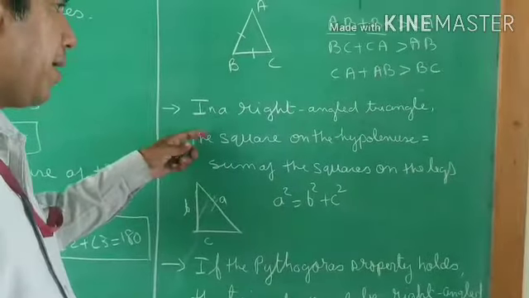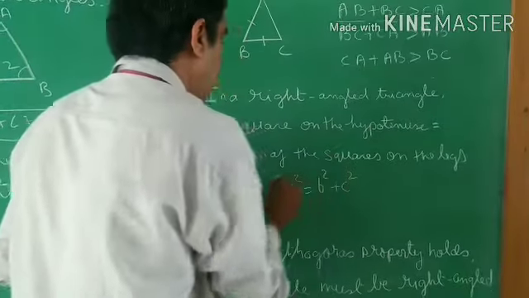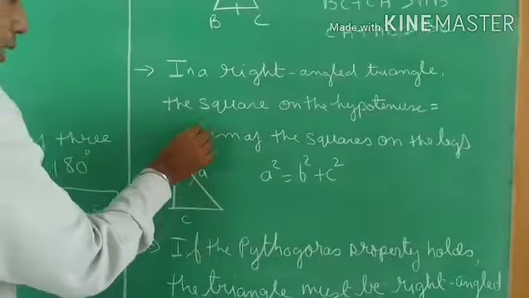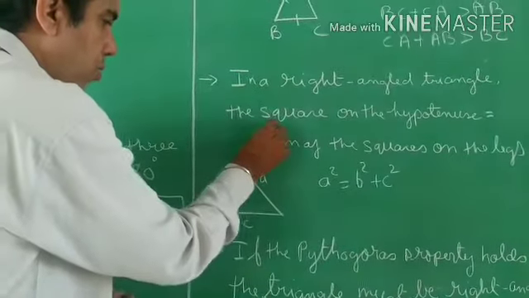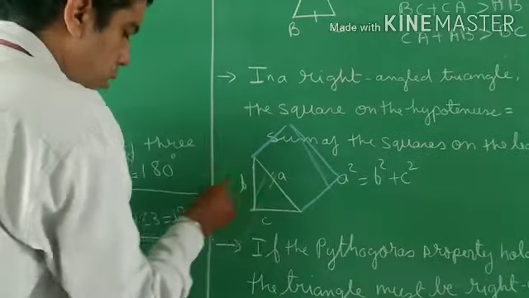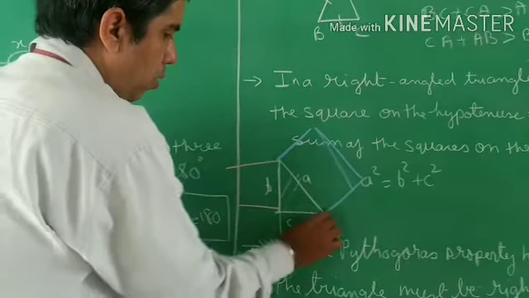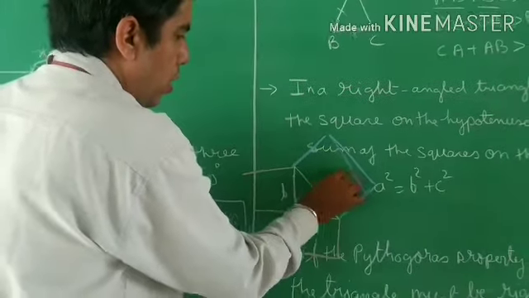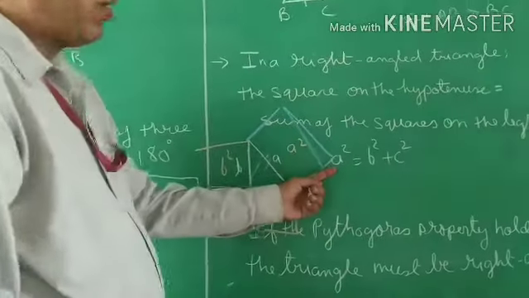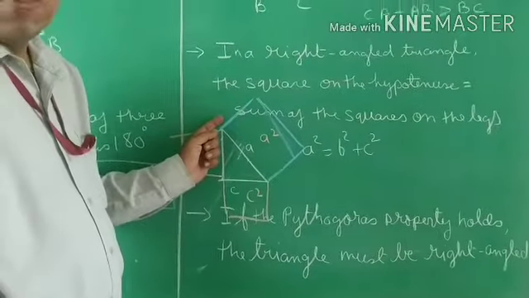Next, in a right angle triangle, the square on the hypotenuse is equal to the sum of the squares on the legs. Hypotenuse, you know, is the longest side, so I am drawing a square here on it, and here I am drawing a square on this side, and here also a square. So what is the area of this square? It is A square. What is the area of this square? It is B square. It is C square. So I wrote here A square is equal to B square plus C square, and it is called the Pythagoras theorem.